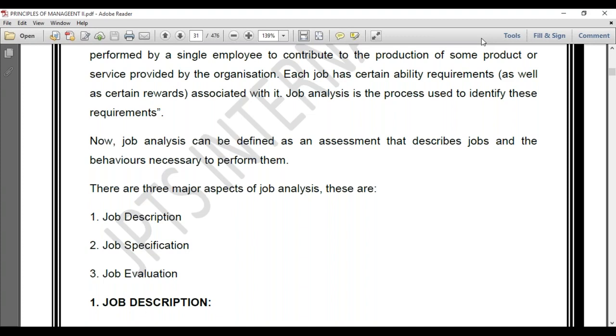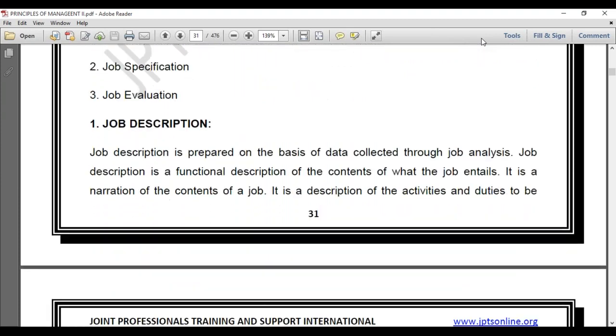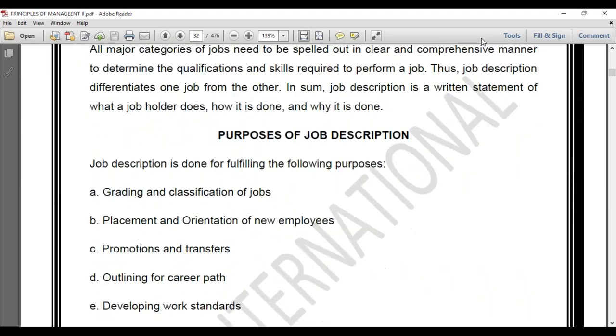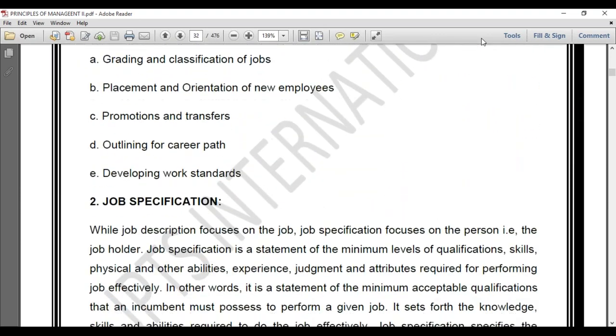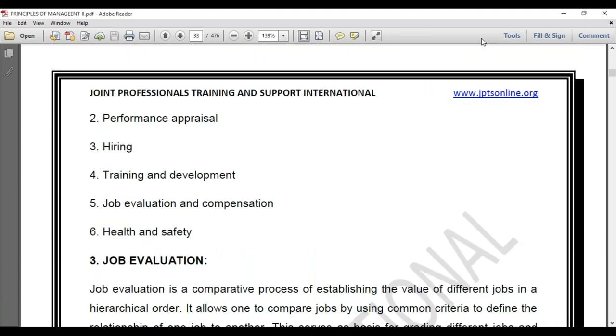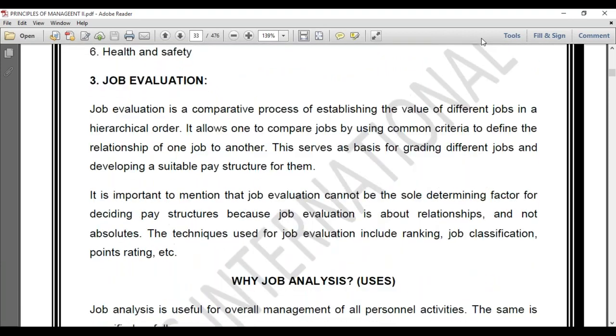We have job specification, those ones that require special skills. We also have job evaluation. Under job evaluation, you try to go back and scrutinize what you have done in the past and see whether there are areas you will need to put or add more things in the course of doing things in the workplace.